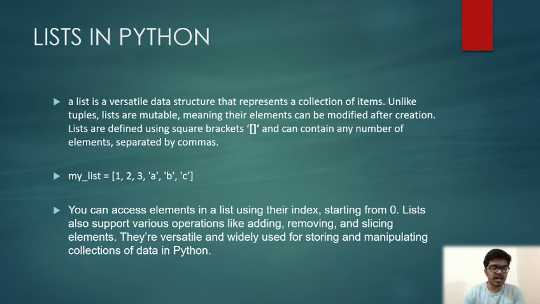Lists are defined as my_list equals square brackets 1, 2, 3, and the values are separated by commas.